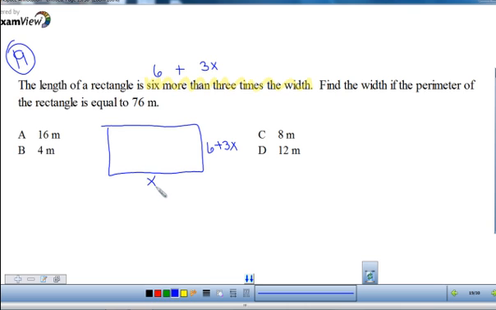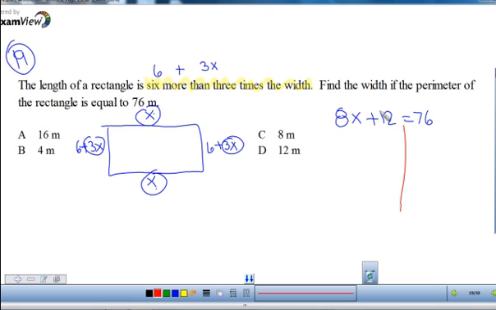And we're going to call this the width. So this is x. This is 6 plus 3x. We're going to add up our like terms. So we have 6x plus 1 is 7 plus the other one is 8x. So we have 3, 4, 5, 6, 7, 8. And then 6 plus 6 is 12. And we're going to set that equal to 76.